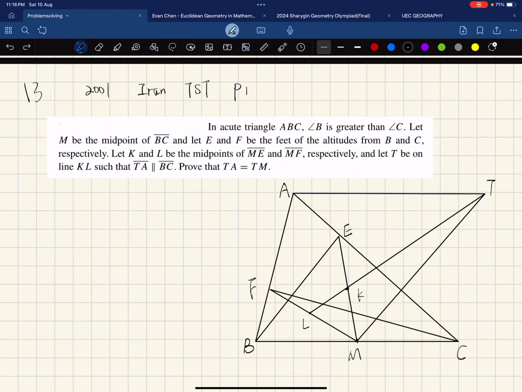Okay, now let's start today's problem solving. This problem is selected from the Iran Team Selection Test in 2001, which is placed in problem 1.